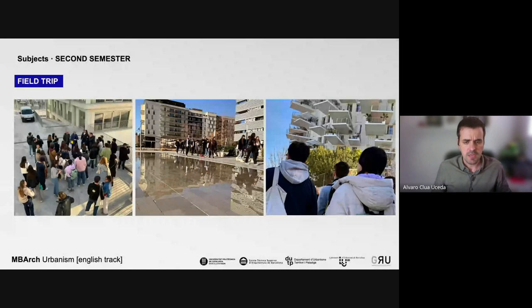In the second semester, we start with a field trip. These are photographs from the last trip we did, by train to Montpellier and Marseille. We visited different places, contemporary neighborhoods, new housing, but also the historical towns of Montpellier and Marseille, where we can see what is going on in a close context like France. Every year we try to change and find other places to visit.